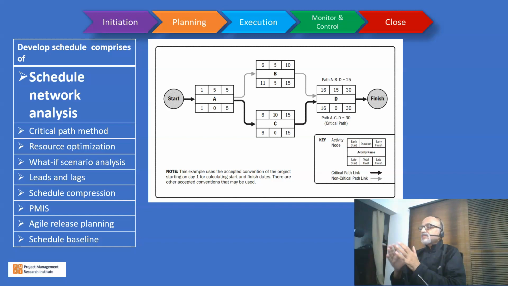The activities on the critical path cannot slip, and if they slip by 1 day, the project will slip by 1 day. So that is very important.